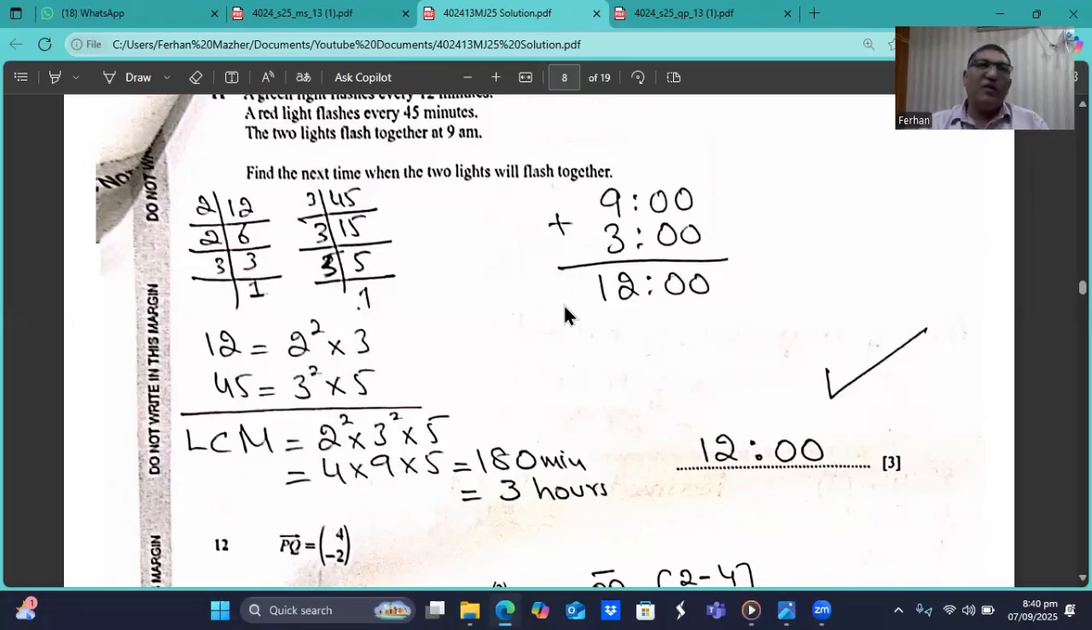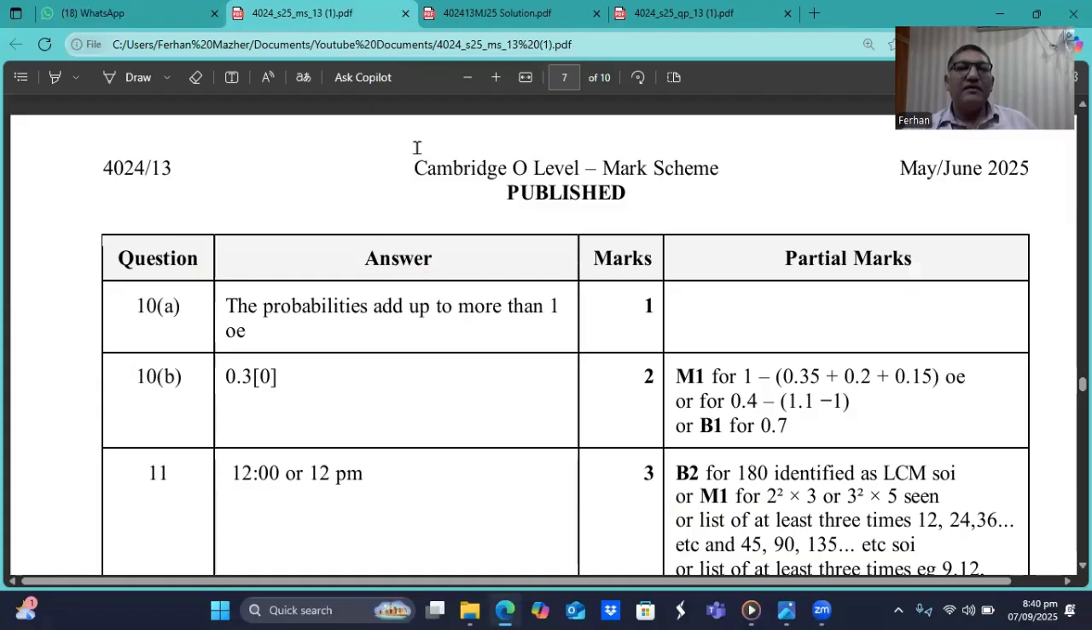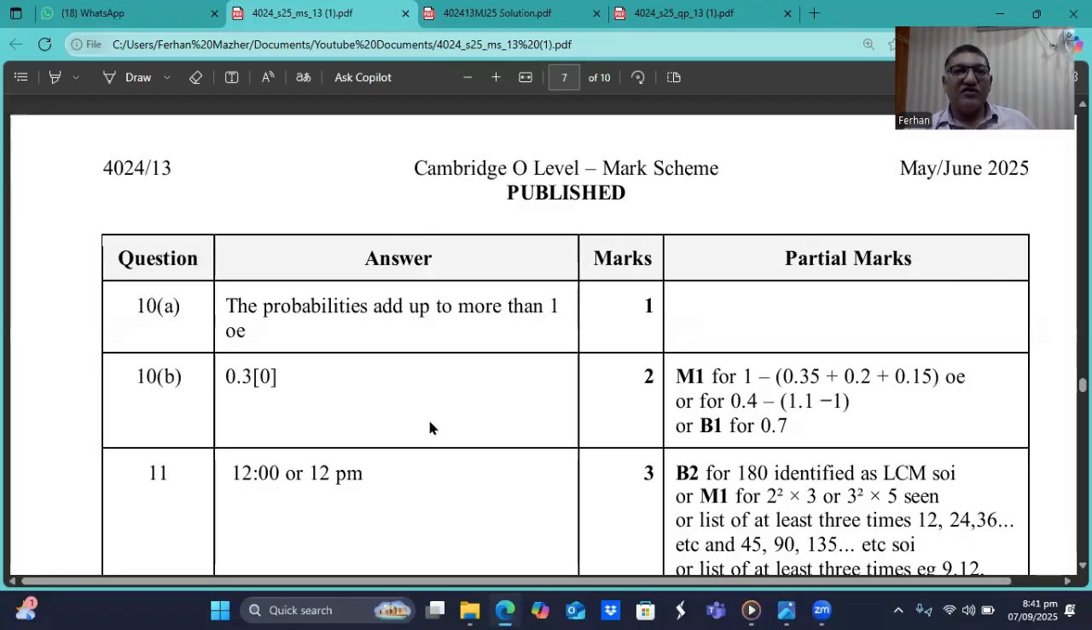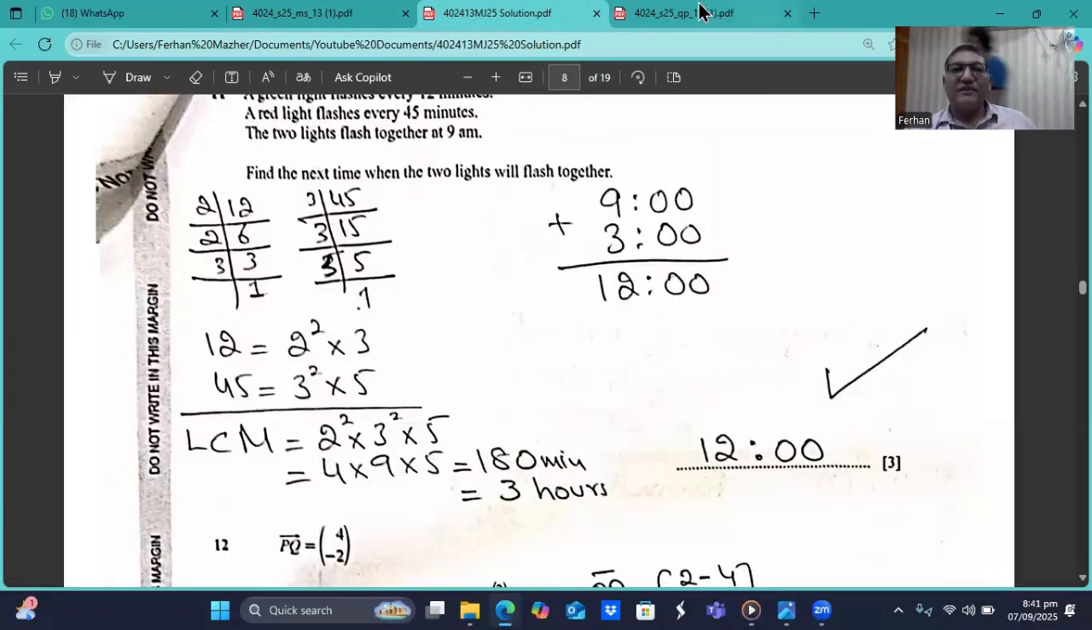So 180 minutes means how many hours? That is 3 hours. They flash together at 9 a.m., then after 3 hours they will flash again together. So 9 a.m. plus 3 hours will be 12 p.m. You can write the p.m., and writing the p.m. is important. Please write p.m. here, I have not written it. That thing is important. I hope you understand this, because I forgot to write p.m. there.